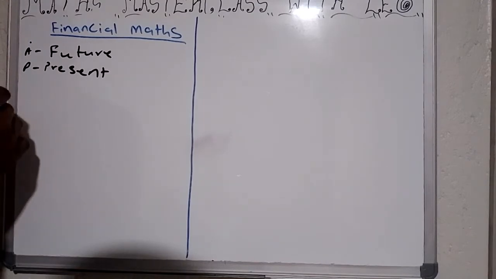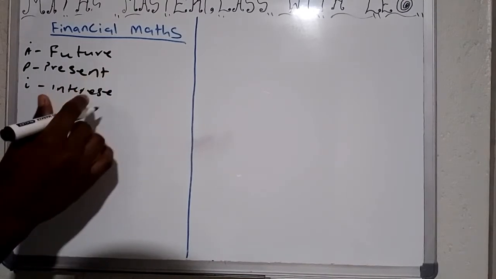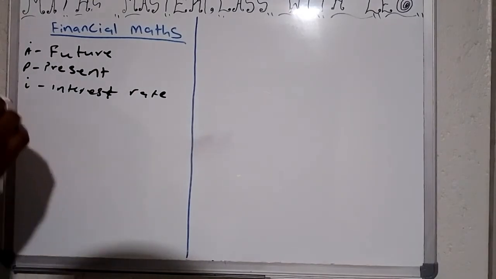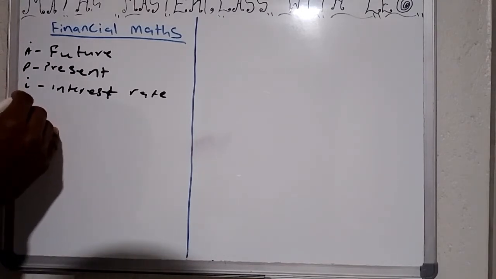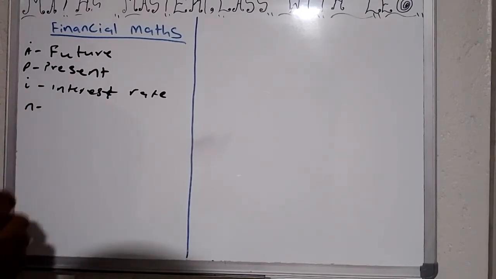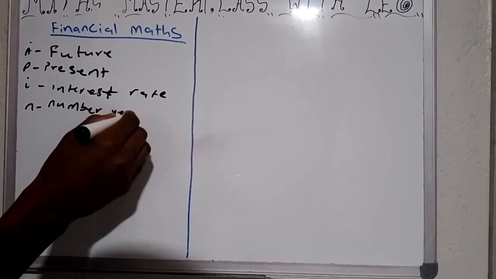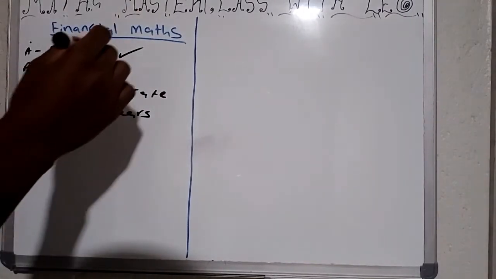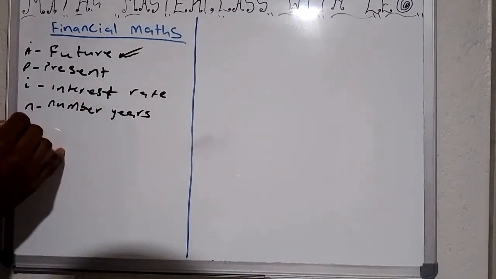And then we also have what you call I, which is the interest rate, the percentage at which your money will grow, right? And then we also have N, which is normally the number of years you're gonna spend saving your money, right?